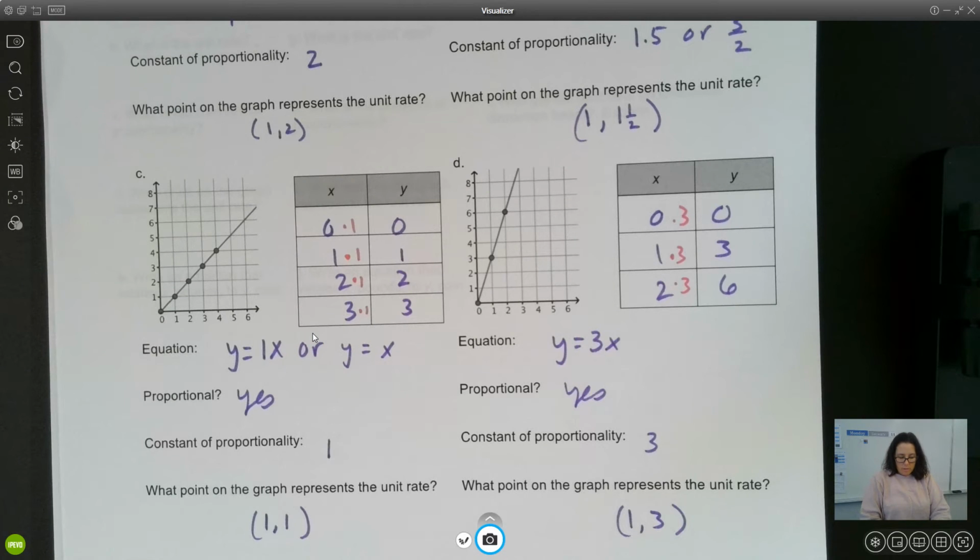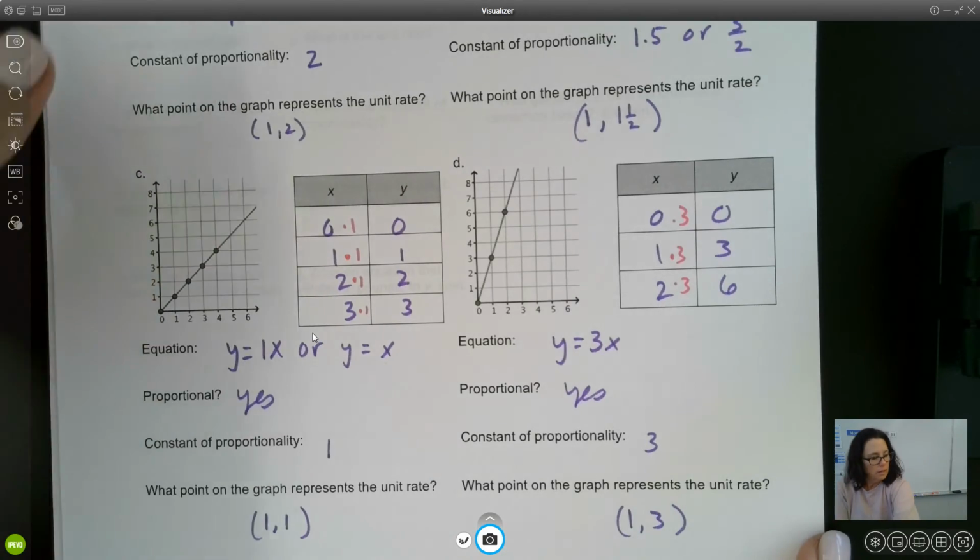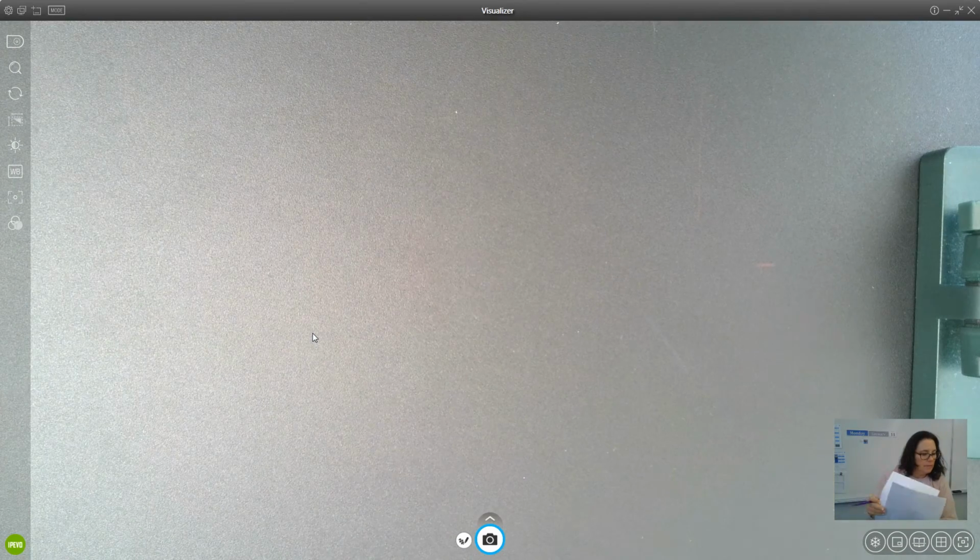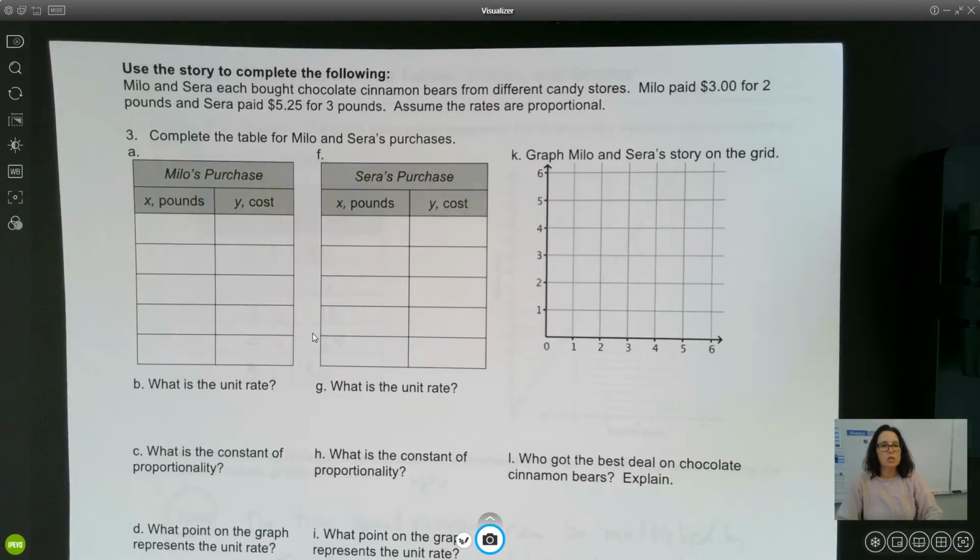Okey-doke. Last page coming at you here. We've got a situation on this one. Milo and Sarah each bought chocolate cinnamon bears from different candy stores. Milo paid $3 for 2 pounds and Sarah paid, I'm sorry, $5.25 for 3 pounds. Assume the rates are proportional.